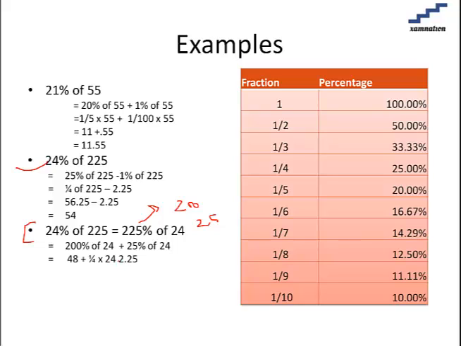Sorry, 1/4 of 24. Okay, I wrote it wrong here. 1/4 of 24 is 6, not 2.225. 1/4 of 24 is 6. Now 6 plus 48 is 54. So again, this can be done in your mind. You can easily do this.